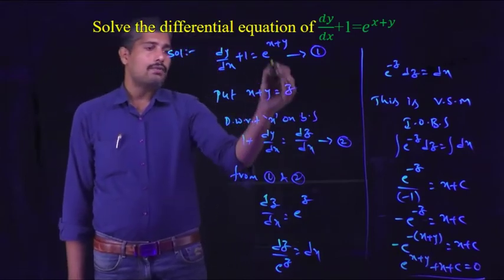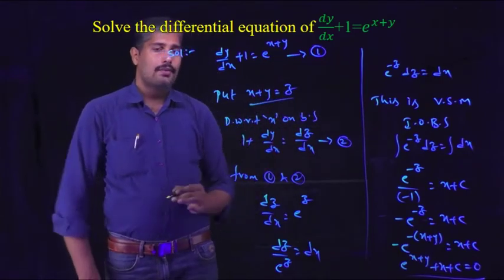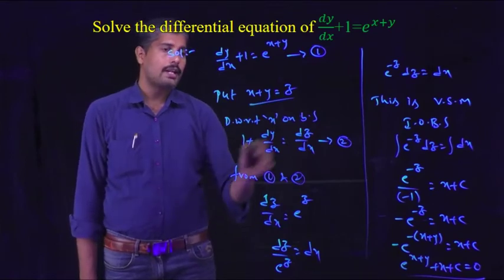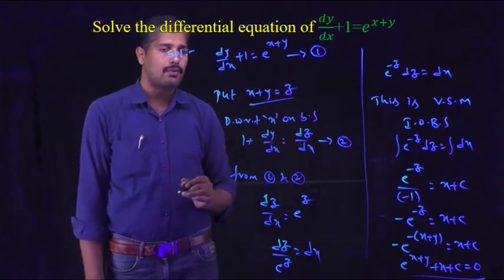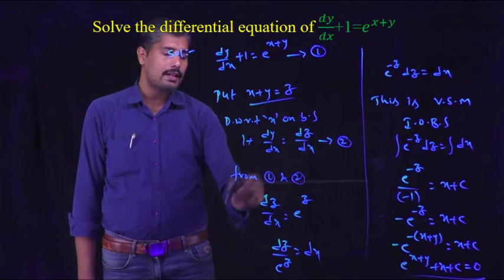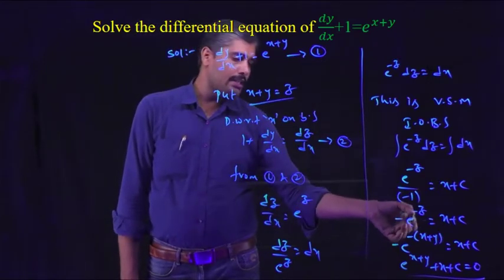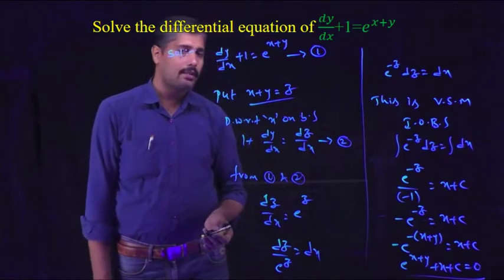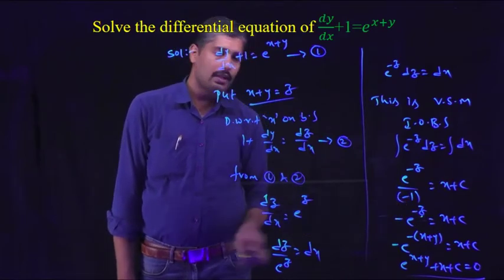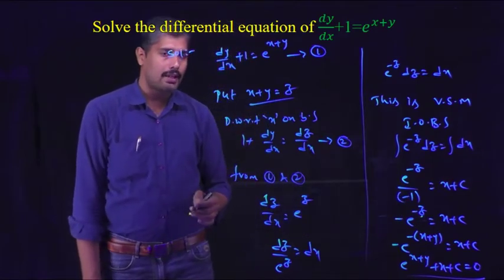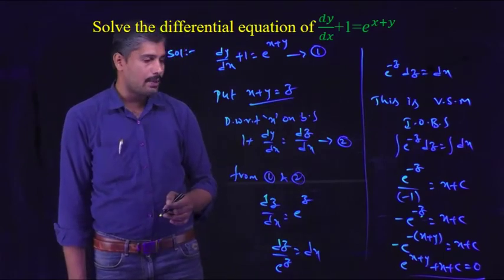Put x plus y equal to z. That is the first step. Here we take substitution in the place of x plus y. Then separating z terms and x terms. Then we get e power minus z equal to x plus c. After that we substitute z equal to x plus y. That is the solution of the given problem.